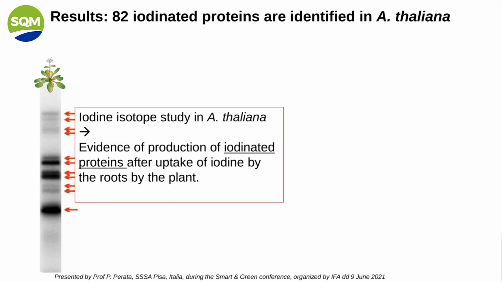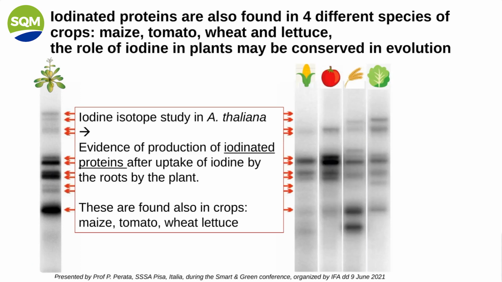Now, these are the results of the experiment with Arabidopsis. You see a number of black bands, and these are all the proteins which have iodine bound to them by the plant. This was not only done with Arabidopsis, but also in 4 different species of crops: maize, tomato, wheat, and lettuce. And you see that these black bands also appear in these crops after they've been given the radioactive iodine, which means that the role of iodine in plants may be conserved in evolution, and it's a general way that plants use iodine.